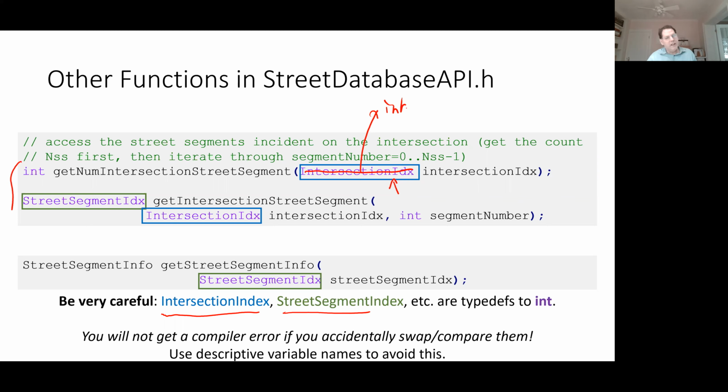This does make your code, if you declare some variable that you want to store an intersection to be of type intersection IDX, more obvious to the person reading it: okay, this is actually an intersection ID. It also similarly helps make the API more clear, that we expect an intersection ID. So once you get used to the API, I think this actually enhances clarity.